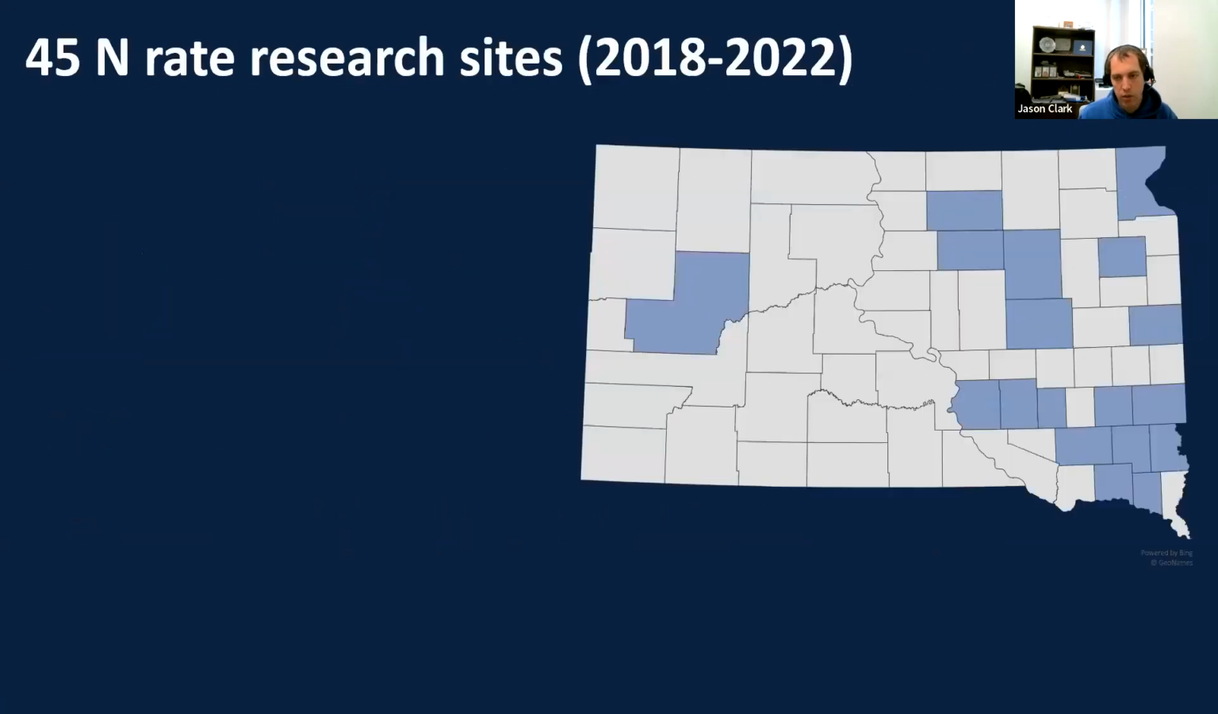So from 2018 to 2022, you can see the map here. These are the counties where we've had different research locations. These are the ones that are currently in the database. We do have about 7 more that are from the central region. I just haven't gotten the researcher to give me the data yet to make sure they get in there. But there are some other sites that will go in this database from the central part of the state.